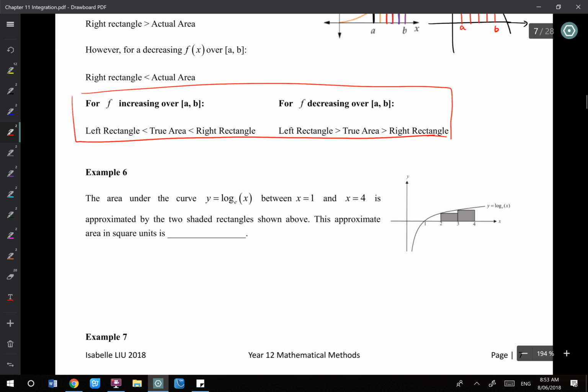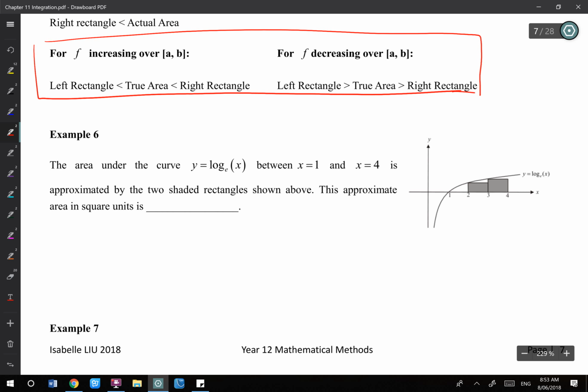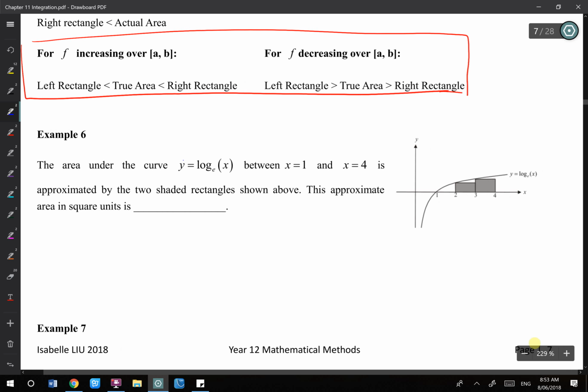Now, let's have a look at example 6. Let's really calculate how to calculate the approximate area. So the area under the curve y equals log e x. I have sketched log e x. I have 1, 2, 3, and 4, between 1 and 4. I can't sketch 1. That's 1 to 4.